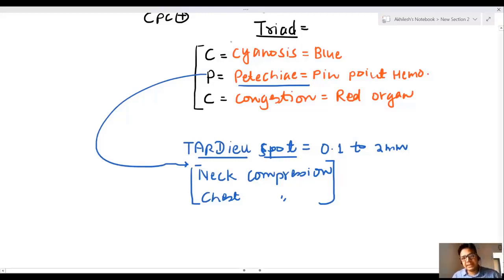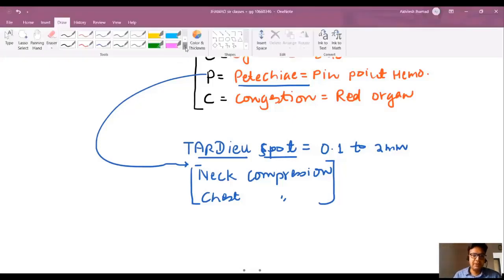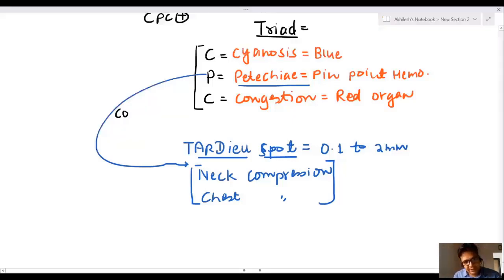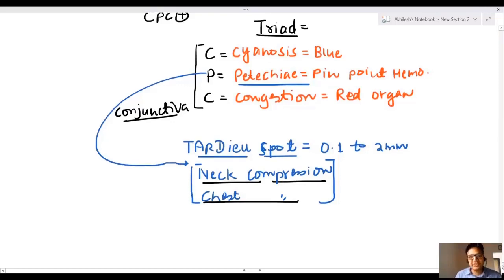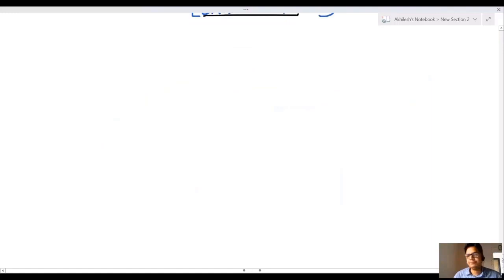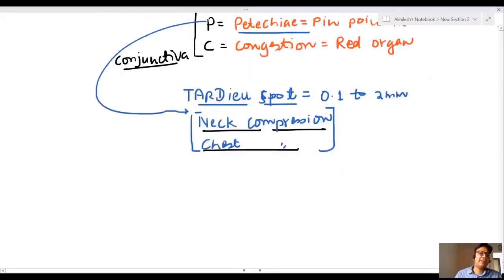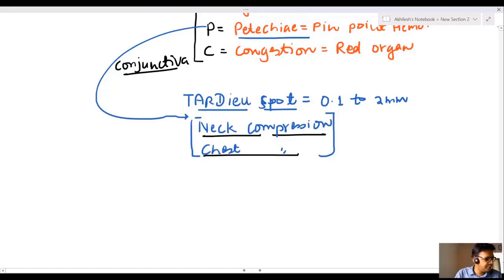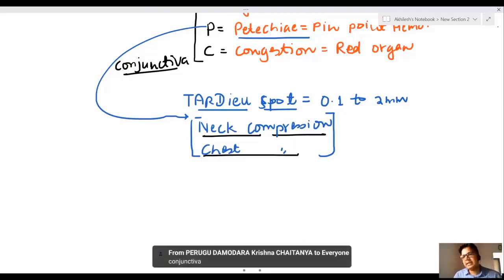What is the site where these Tardieu spots are seen? Tardieu spots are seen in conjunctiva. And these are seen in neck compression and chest compression. It means in these two types of asphyxial death, Tardieu spots are seen. What is the most common site of Tardieu spot, my dear friend? Conjunctiva. This is outside, it is seen in conjunctiva.